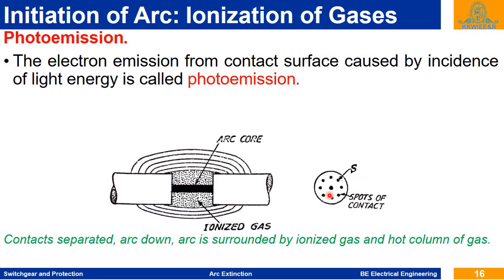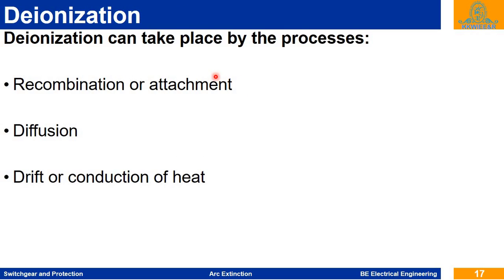Because of these hot spots, very bright light is generated. At the same time, because of the arc core, light is generated, and this light is incident on the contact surface, so it dislodges or removes some electrons from the contact surface. This is called photo emission. In this way, the arc is formed across the contacts of the circuit breaker.